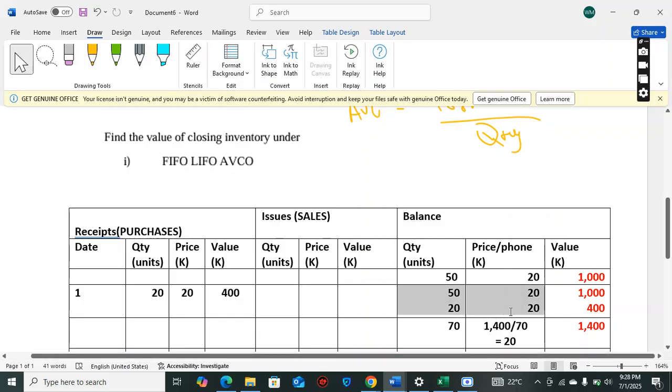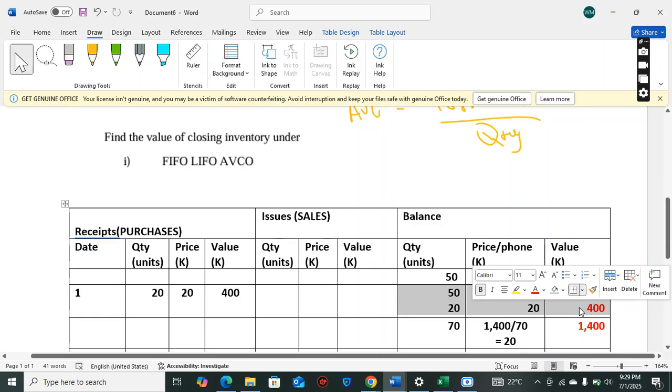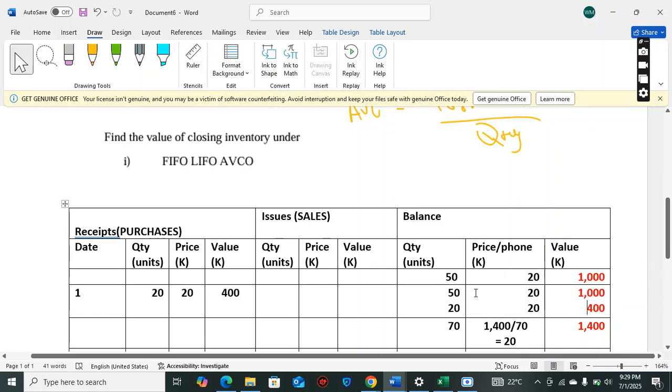Have you seen the way I divided them like this? Then I total up. I get the total quantity, 50 plus 20, 70. The total value of the inventory, 1000 plus 400, 1400. Then now I just want to calculate the average cost.